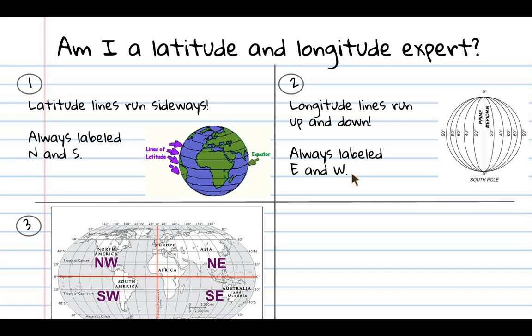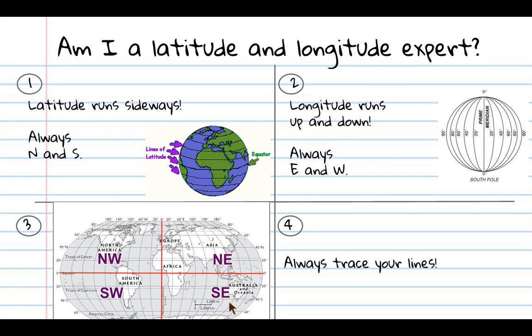For key point 3, just draw a circle. You do not need to draw the continents, but draw a circle, draw the equator, draw the prime meridian, and then write your quadrants: northwest, southwest, northeast, and southeast. I want you to do that because that's the number one way to make sure that you don't make any mistakes with north, south, east, and west.